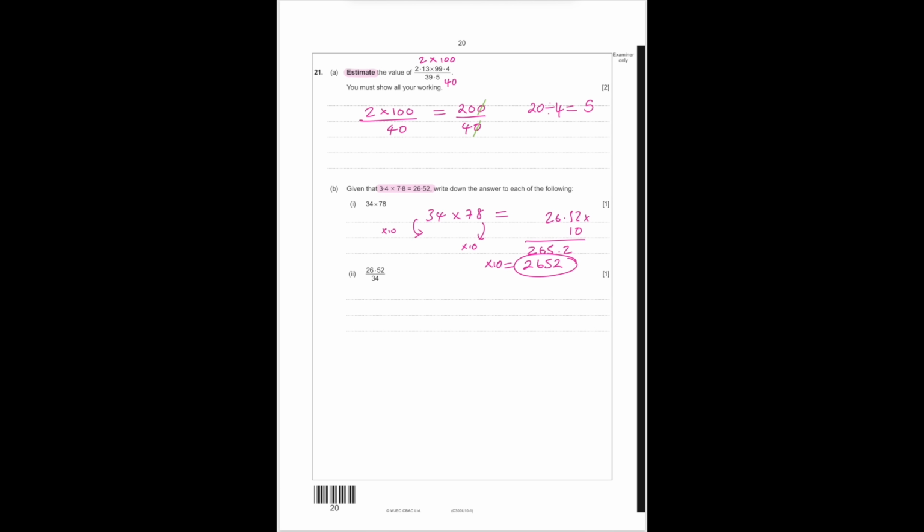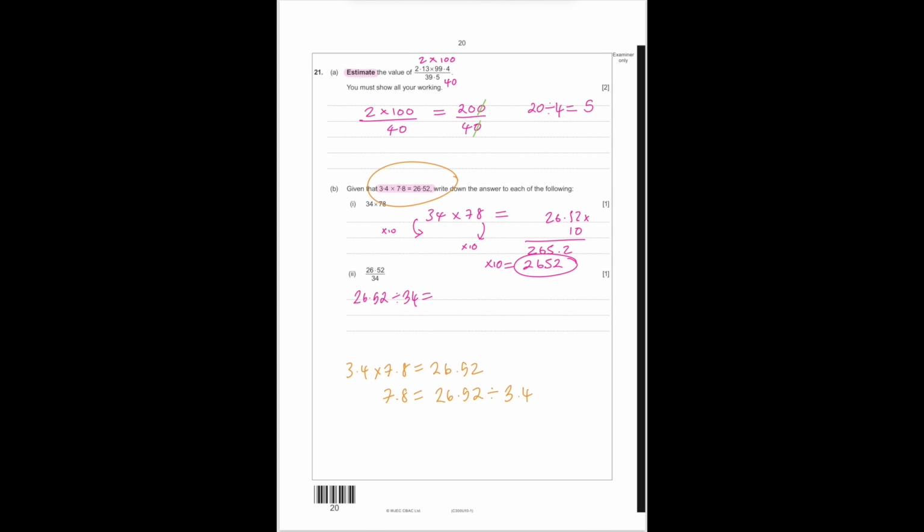Part 2. Here we are doing 26.52 divided by 3.4. So if we take the original one a little bit further down, 3.4 times 7.8 equals 26.52, but they've rearranged it. So if I rearrange this to match 26.52 divided by 3.4, okay, let's have a look at what's happened.